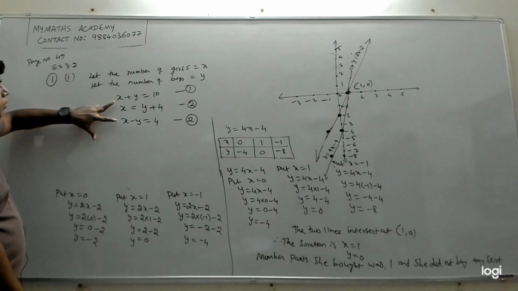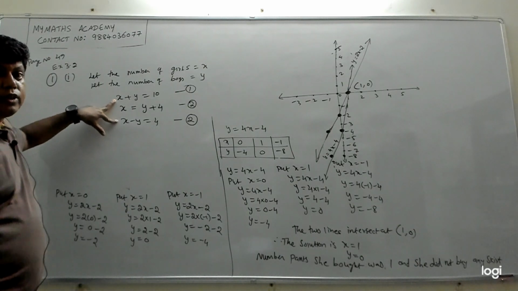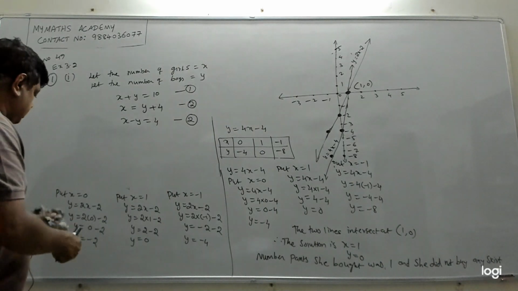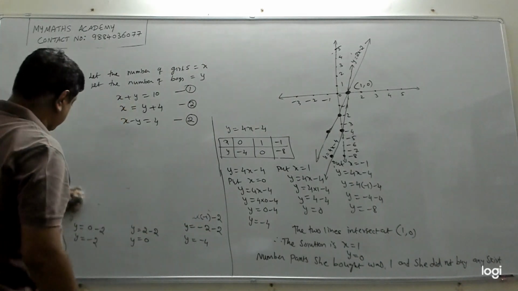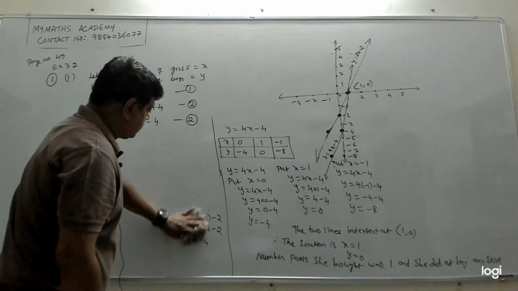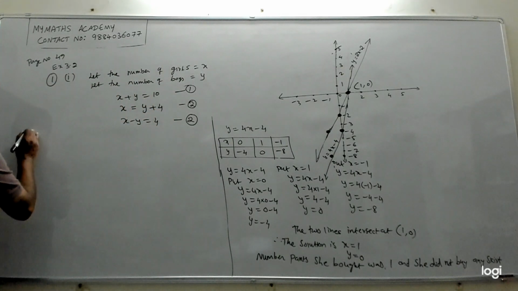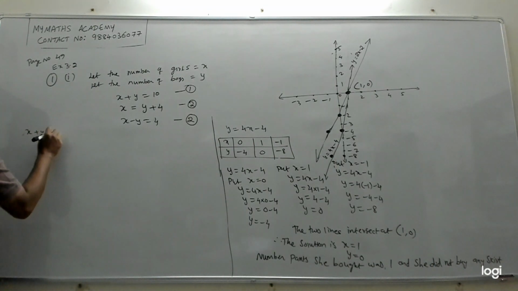Now we need to draw the graph for these two, because they say that you solve this graphically. Now let's draw the graph for these two. So how do we draw the graph for this? We'll take the first equation, that is x plus y equal to 10.